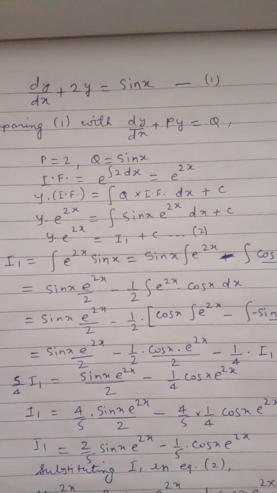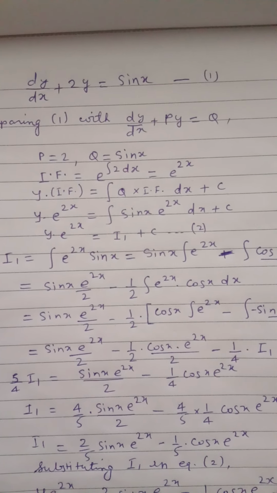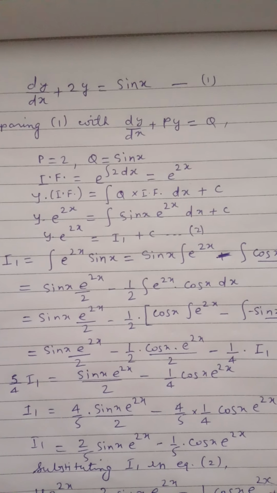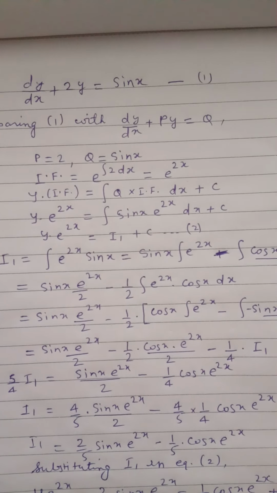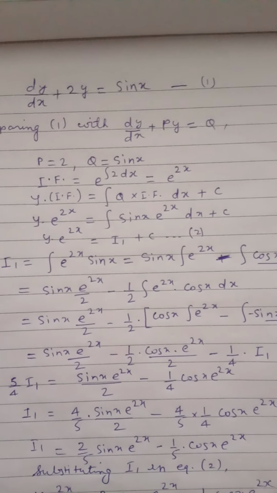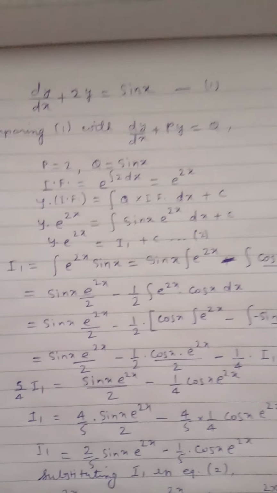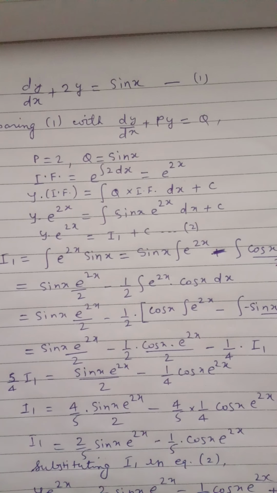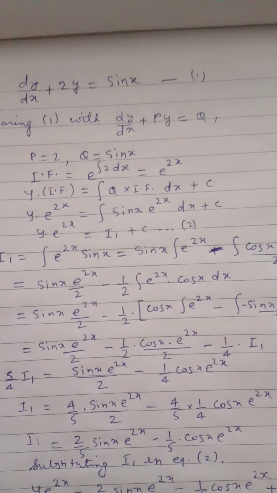Now we will write again y into e raised to 2x equals I1 plus c, where this integral of e raised to 2x into sin x we will solve separately. This is equation number 2. Now let's take I1. I1 is equal to the integral of e raised to 2x sin x.